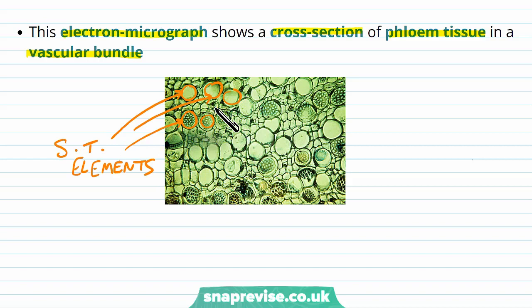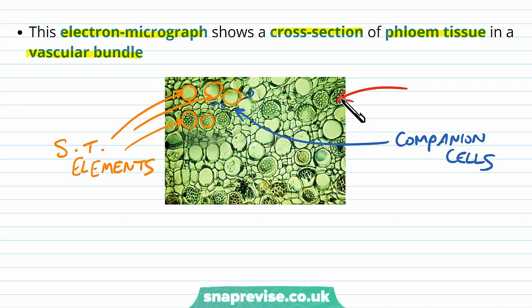What we then have are these small darker blobs that you can see in between these, and these ones are the companion cells. So that would be this one, that one, these ones, the darker, denser looking patches. We also have these structures which look like sieves themselves, and these are where the micrograph has sliced through at a point where two sieve tube elements are meeting end to end, and there's a sieve plate present there.